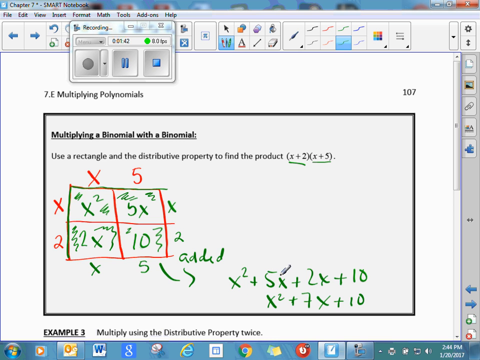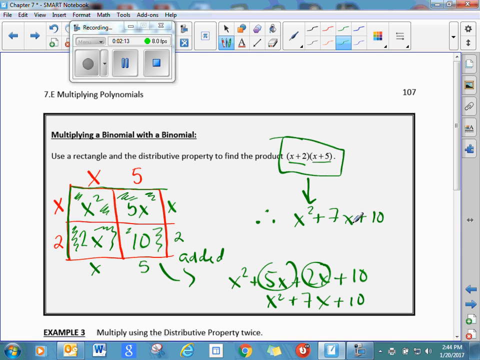Simplify our like terms, which are these. And we end up with x squared plus 7x plus 10, written in standard form with regard to the variable x. So here's our problem. This is what we started with. We did it picture-wise, but if we wanted to skip the picture, we would know that our answer to this multiplication problem is going to end up being x squared plus 7x plus 10.